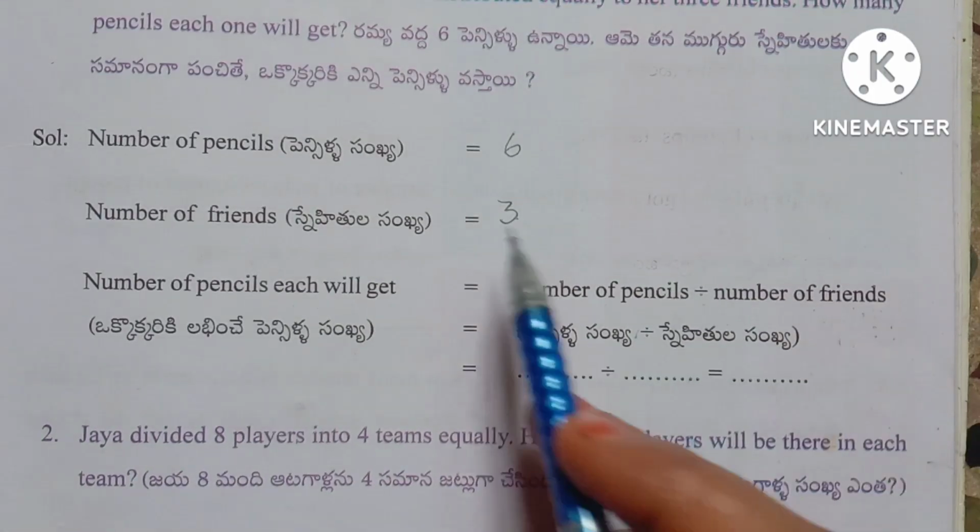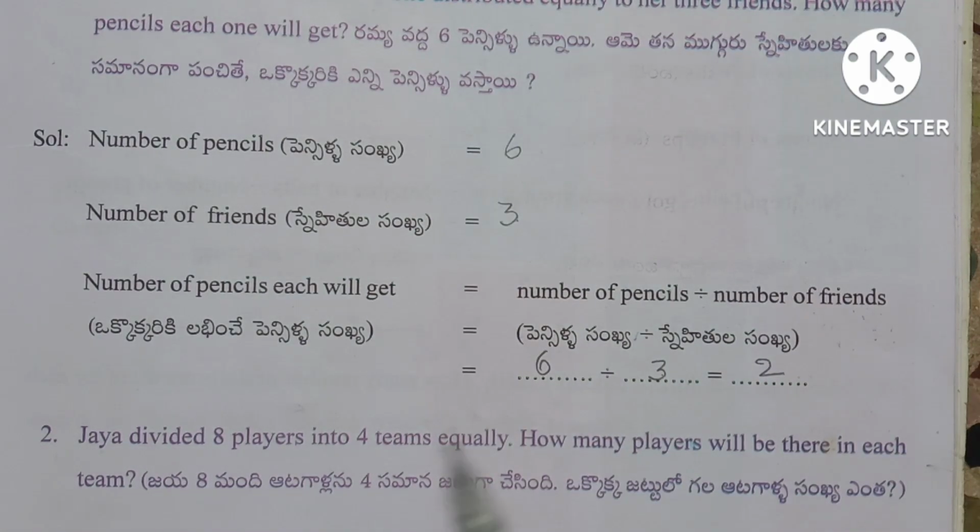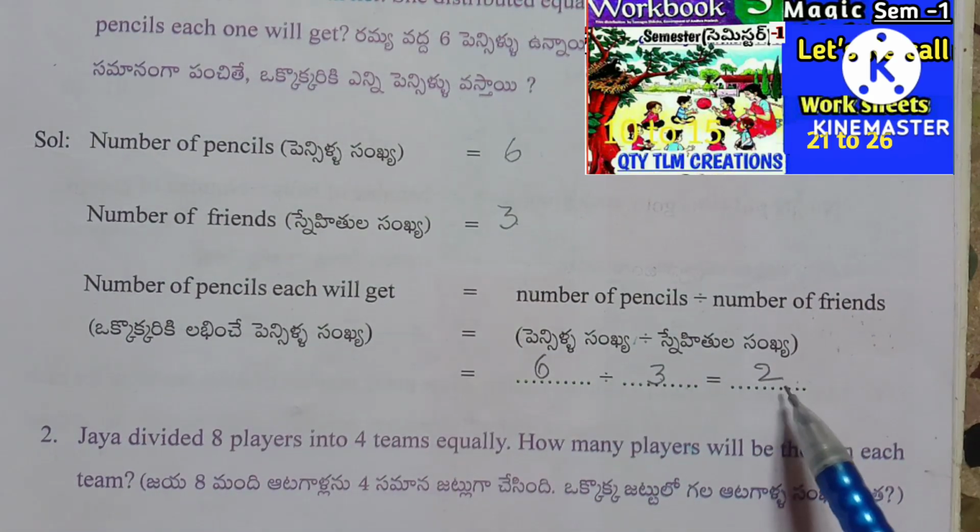Next, number of pencils each will get equals number of pencils, 6, divided by number of friends, 3. So 3 divides 6 for 2 times. So the number of pencils each will get is 2 pencils.